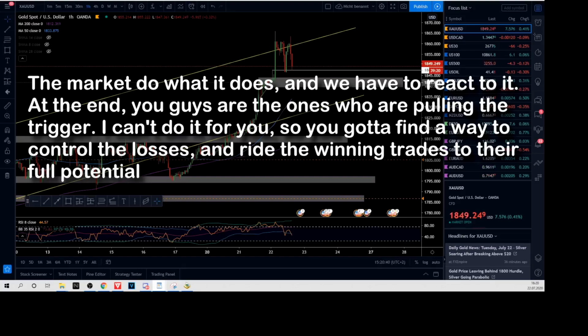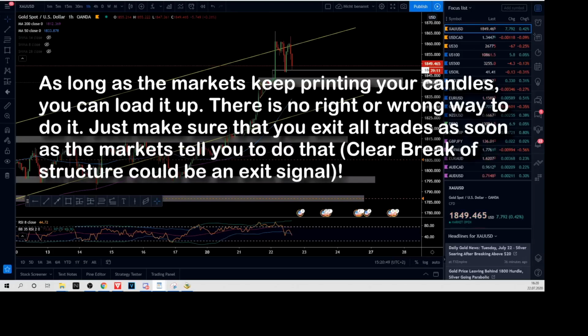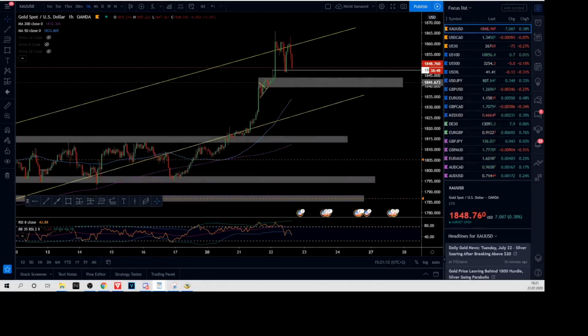So you have to find a way to control the losses and ride the winning trades to their full potential. As long as the market keeps printing your candles, you can load it up. There is no right or wrong way to do it. Just make sure that you exit all trades as soon as the market tells you to. When you get a clear break of structure, that could be an exit signal. Or if you get a candlestick confirmation, like a candlestick pattern that shows you the sellers are getting control of the market, then you can secure your profits. There are two other ways to load the position size up.